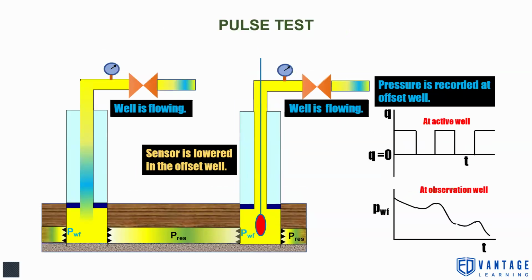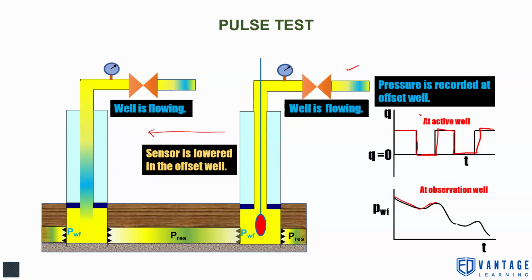And pulse test. Pulse test is similar to interference test, but we have only one active well in this pulse test, and we produce or shut in the active well that is close to the observation well in cycles. At the active well, we first produce and then we shut in, and then we produce and then we shut in. Whenever it is producing, the pressure drops at the observation well. But whenever it is shut in, sorry, it will increase.